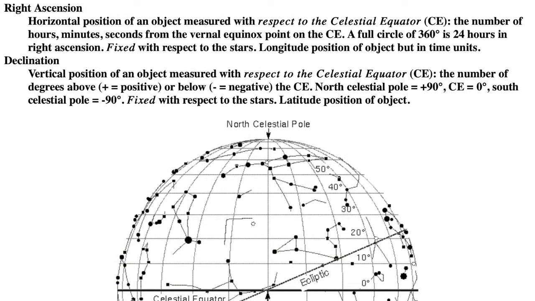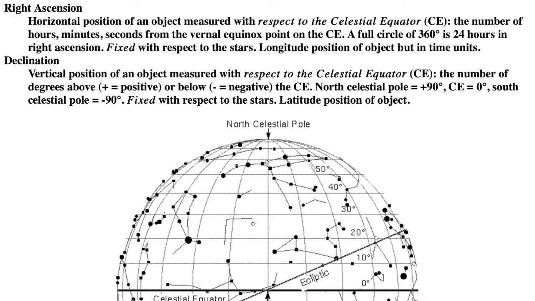The second way of specifying the location of a celestial object is the equatorial coordinate system. This system is very similar to the longitude-latitude system used to specify positions on the Earth's surface. This system is fixed with respect to the stars, so unlike the altitude-azimuth system, a star's position does not depend on the observer's location or time. Because of this, astronomers prefer using this system.